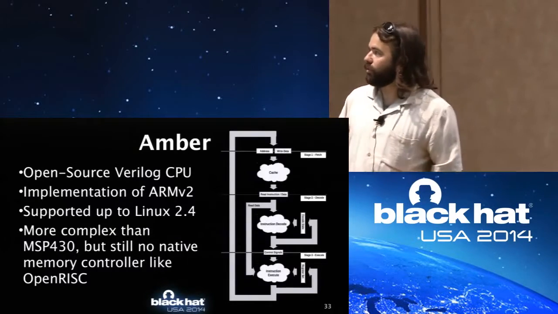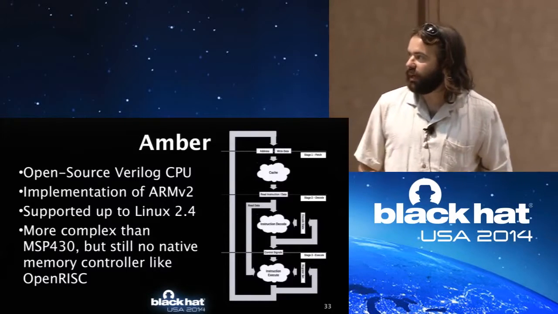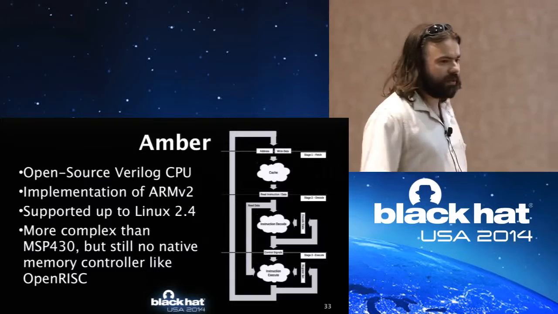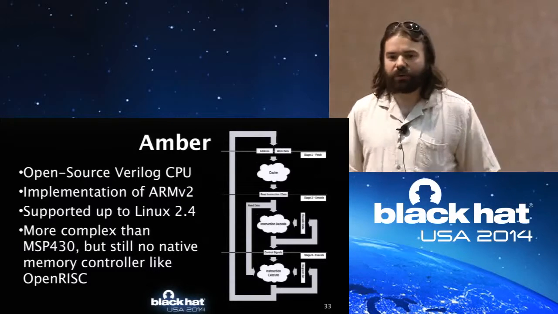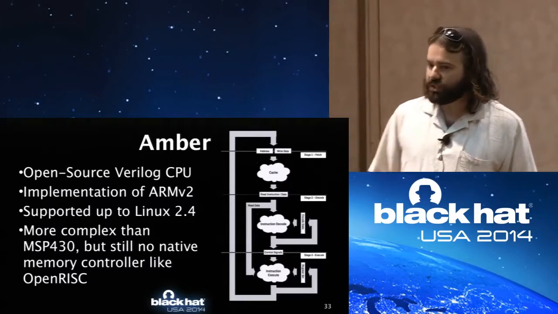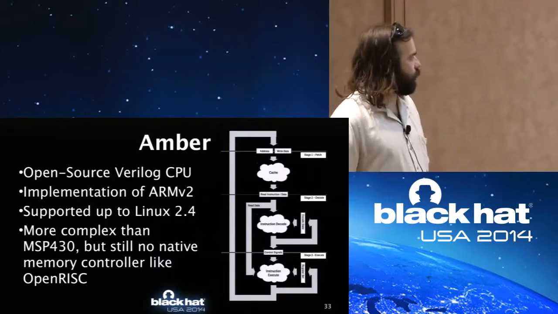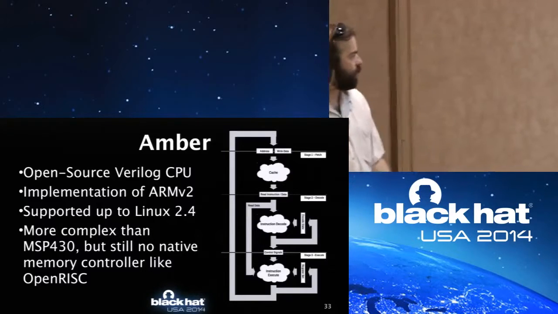So let's scoot right through. Amber is the last one I looked at. It's an open source Verilog CPU that's an implementation of ARM v2. ARM v2 is an old instruction set that's not well supported anymore. You can use it up to Linux 2.4, and some people have patched later versions. It's much more complex than MSP430, but it's still no native memory controller like OpenRISC.